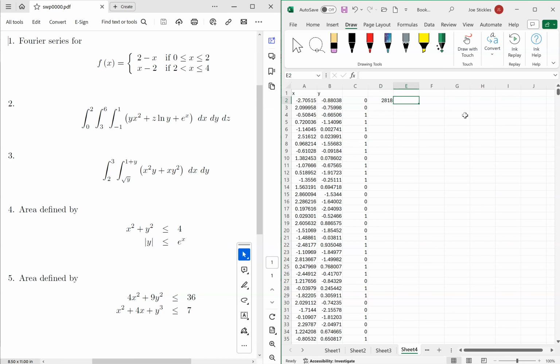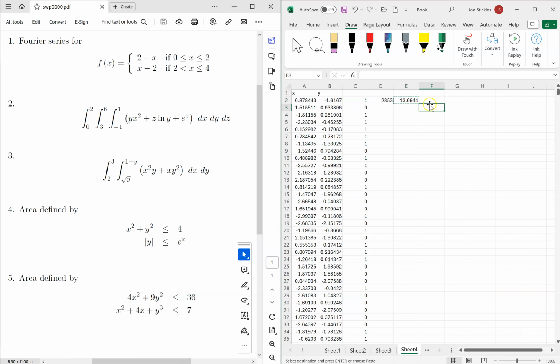So of the 5,000 points we created, 2,800-ish satisfy both conditions. They lie in the region that we're interested in. So as a percentage, I'll take that 2,818, divide it by 5,000. And then I'm going to multiply it by the area of the rectangle that I used. Your x's went from -3 to 3, that has length 6. Your y's went from -2 to 2, that has length 4. 6 times 4 is 24. And we get about 13.7.